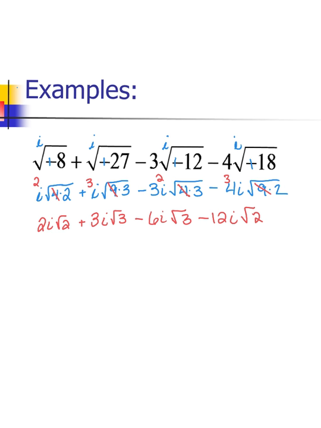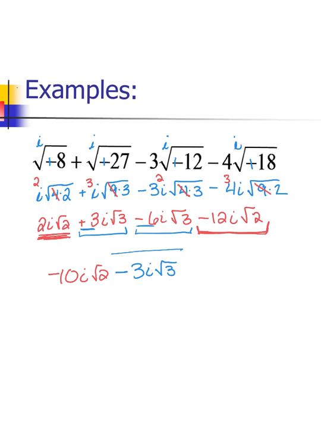Now if I look at this big mess, this is a radical 2, an i radical 2, and this here is an i radical 2. So what's 2 minus 12? That gives me negative 10i radical 2. This is an i radical 3, and this is an i radical 3. So positive 3 minus 6 is negative 3i radical 3. Remember, we can only combine like terms, so you can only add things that have an i and the same radical. So in the box, that's your final answer.